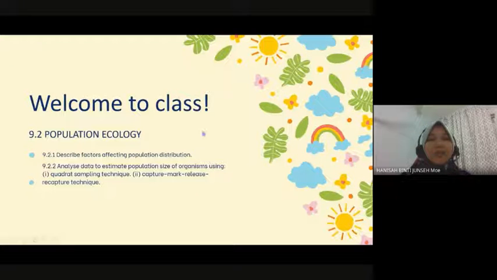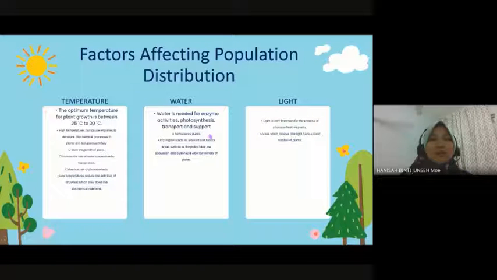All right. So we got to the first one, the factors affecting population distribution. So we are looking at the perspective of plants and also animals. So we start with plants. So what are the factors that may affect the plant's growth? Okay, there are five of them. So the first one is temperature, of course. The optimum temperature for plant growth is about 25 degrees Celsius to 30 degrees Celsius.